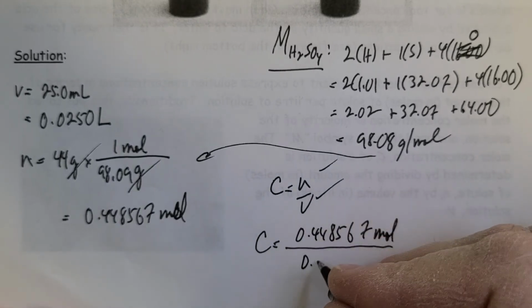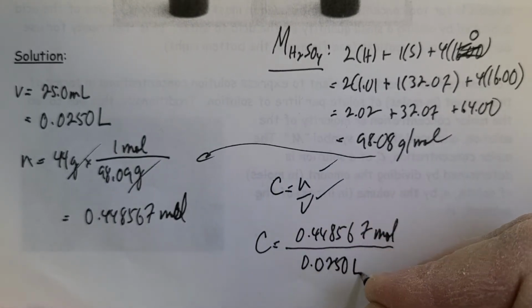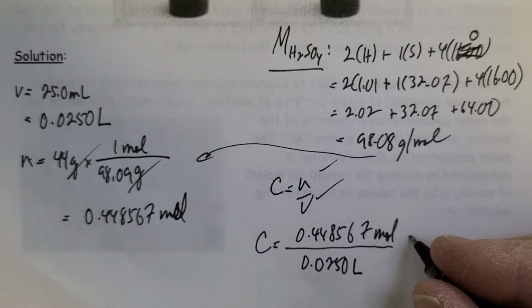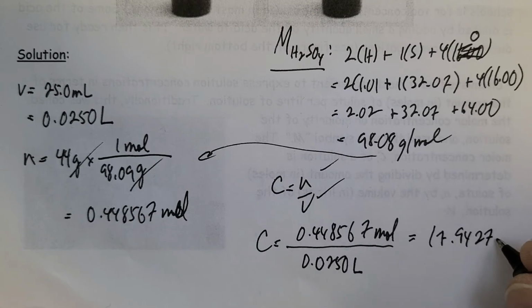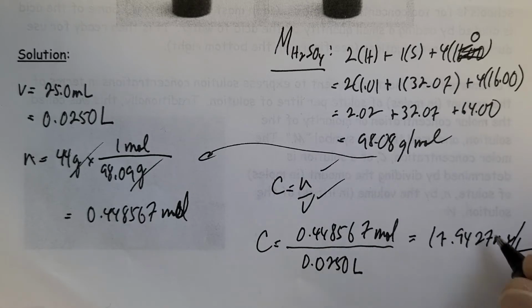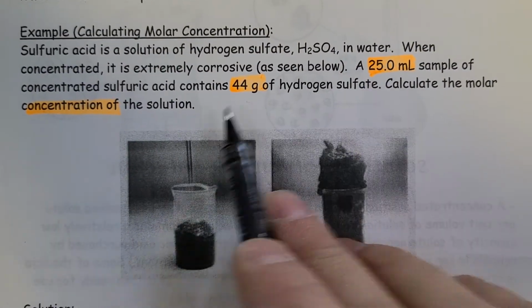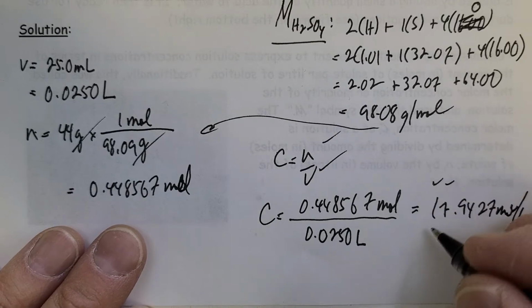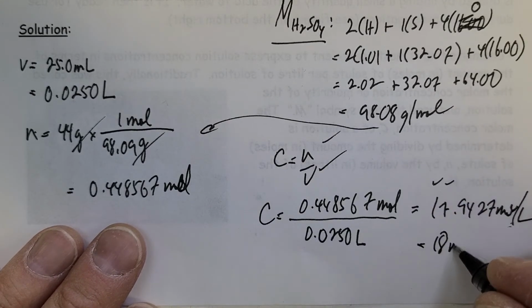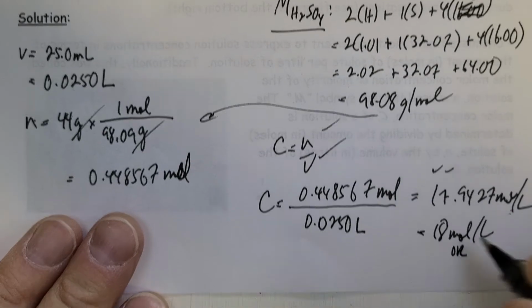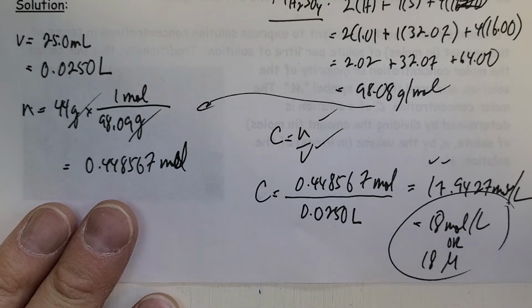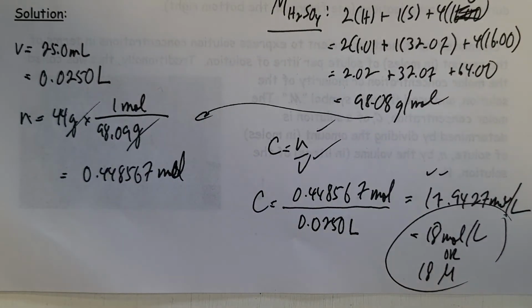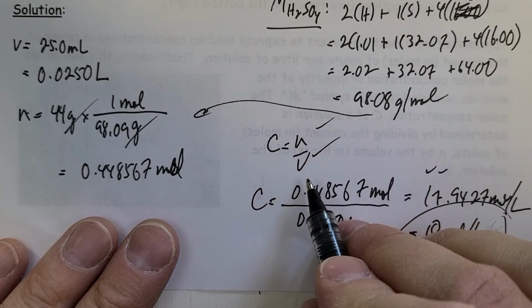All over. And now, yes, volume has to be in liters. So of course that's going to give us 17.9427 moles per liter. And if I look at my original question here, 44, 25.0, I'll go with 44, 2 sig figs. So that's going to give me 18 moles per liter, or 18 molar. So that's what we get. So that's a case of given n, given V, figure out C.